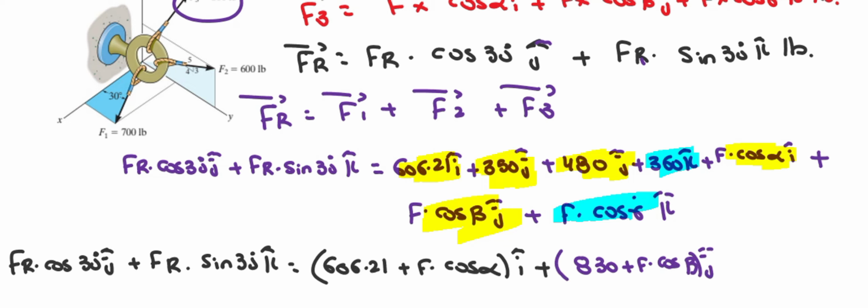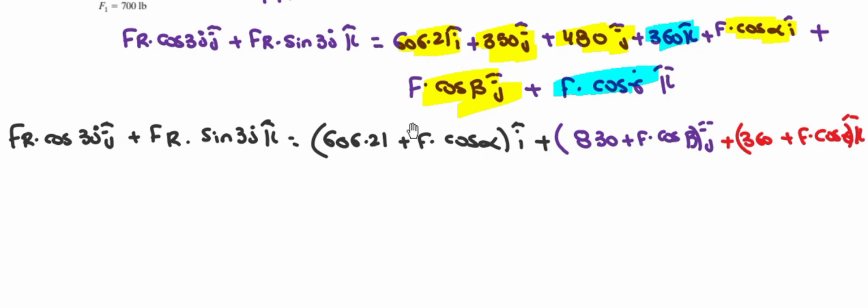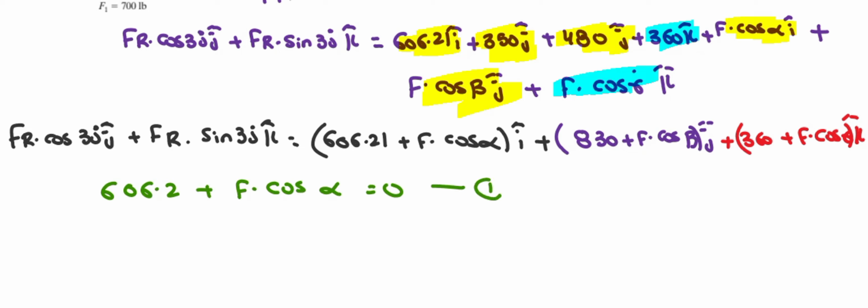And similarly, with positive sign, if we add 360k with F dot cos gamma k, we will get 360 plus F dot cos gamma, and I take k common from each expression. So compare i with i, j with j, and k with k to the opposite side, so that it becomes 606.21 with positive sign F dot cos alpha, which is equal to 0. Let's call this equation number 1.